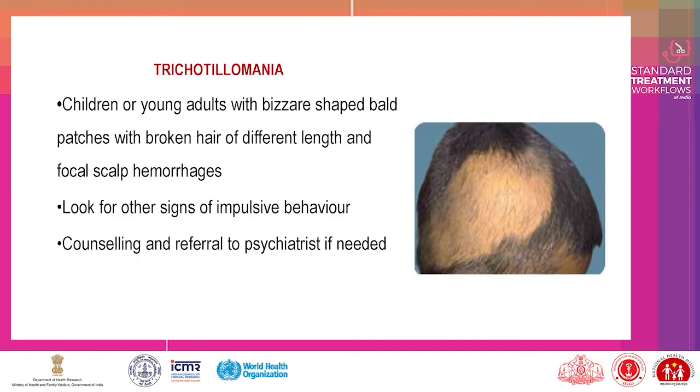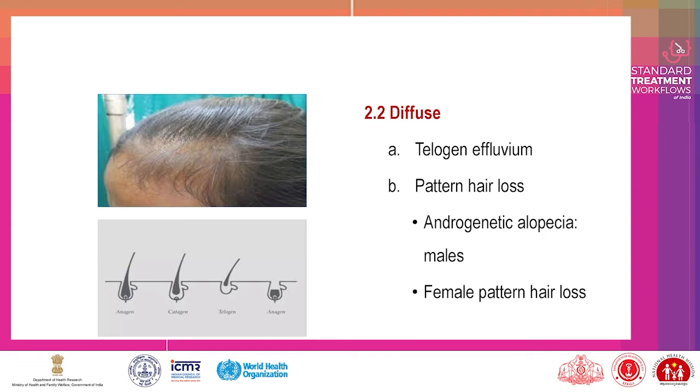Trichotillomania, children or young adults with bizarre-shaped bald patches with broken hair of different length and focal scalp hemorrhages. Look for other signs of impulsive behavior, counseling and referral to psychiatrist if needed. Diffuse type: telogen effluvium, pattern hair loss, androgenetic alopecia in males, female pattern hair loss.